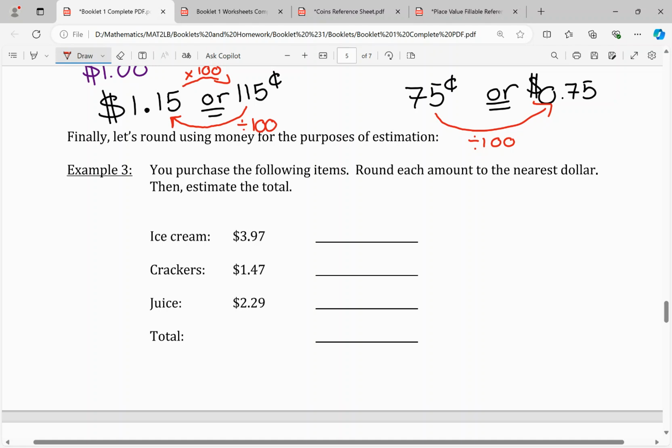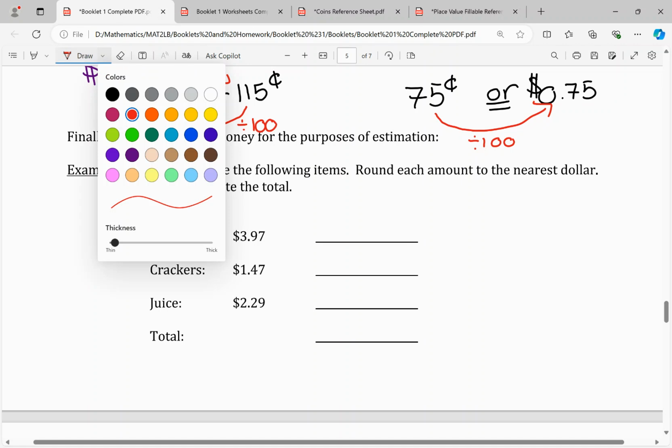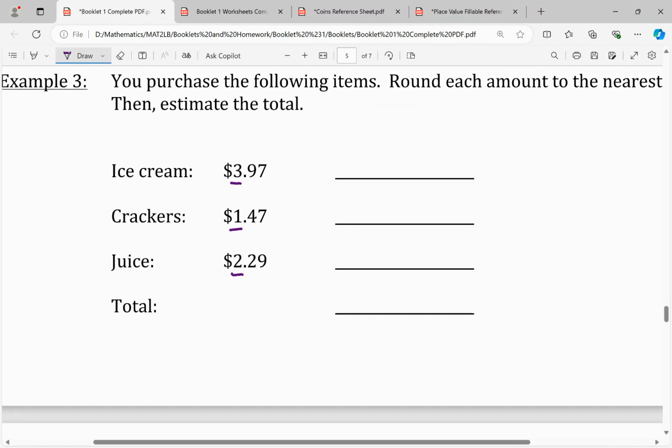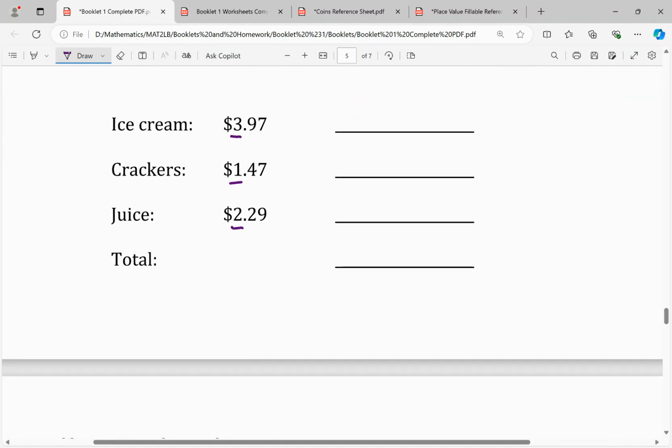Instead of calculating all of these numbers, what I'm going to do first in my head is I'm going to round to the nearest dollar. Please remember that rounding to the nearest dollar means that we're rounding the first number before the decimal. Let me zoom in a little bit so that we can work with this. So that means that I'm rounding the 3 on ice cream. How do I round? I look to the number after, and 9 tells the 3 to round up, making the ice cream about $4.